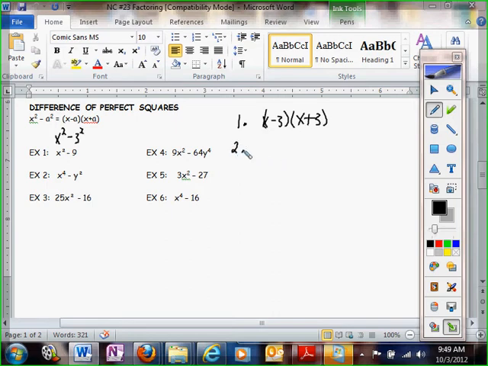Example 2, we have x to the 4th minus y squared. You need to be able to see that this can be rewritten as x squared squared minus y squared, because x squared squared is x to the 4th. So my factored answer is x squared plus y, x squared minus y. And again, it doesn't matter which one you put first, the plus or the minus.